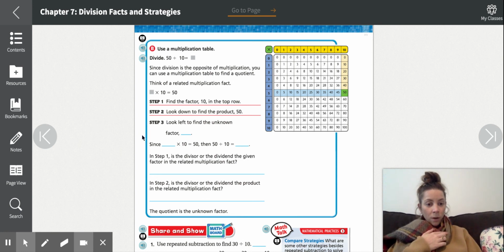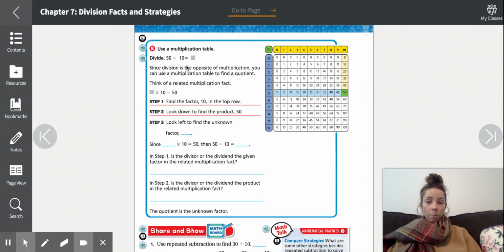Okay, so we're continuing with lesson 7.2, dividing by 10. And I'm on to the next page where it has a little B as another option of how to divide by 10. And this option is using a multiplication table. Okay, so I still have my same division equation, 50 divided by 10, and I'm trying to figure out what that would equal.